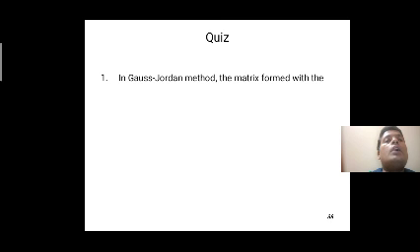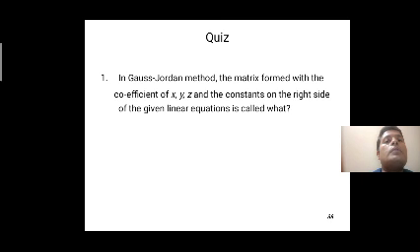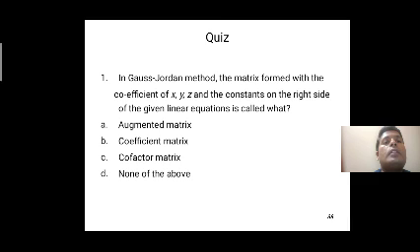Quiz: in the Gauss-Jordan method, the matrix formed with the coefficients of x, y, z and the constants on the right side of the given linear equations is called what? Augmented matrix, coefficient matrix, cofactor matrix, none of the above.